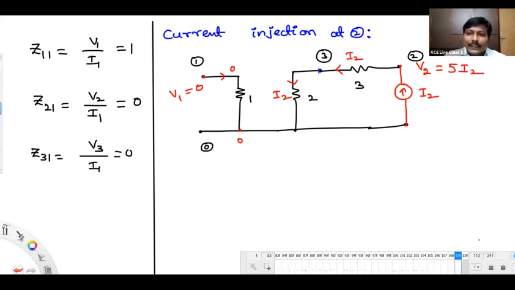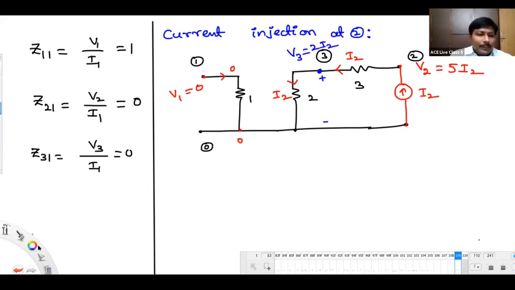And what is the value of V3? This is the voltage we need, V3. That is nothing but this resistor voltage only. What is the resistor voltage? 2 into that current. So it is 2 into I2.